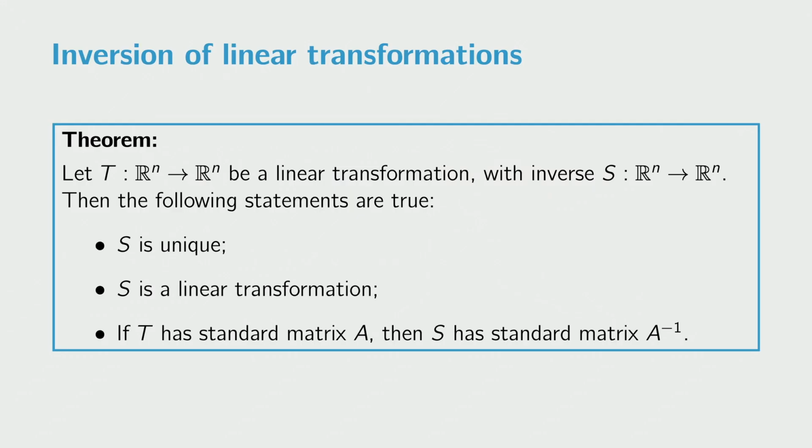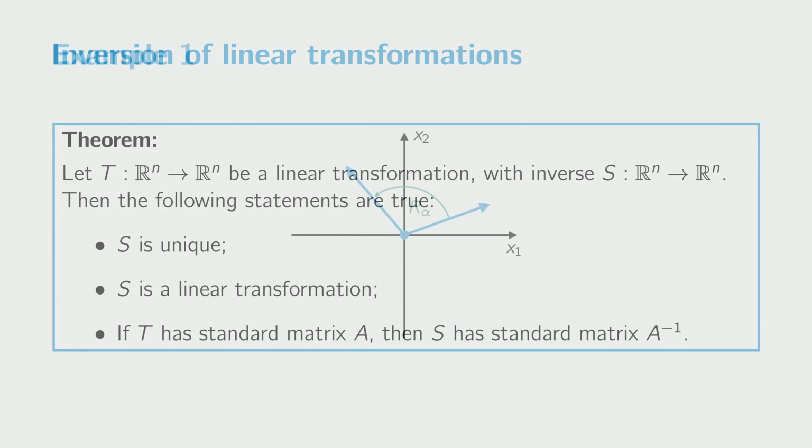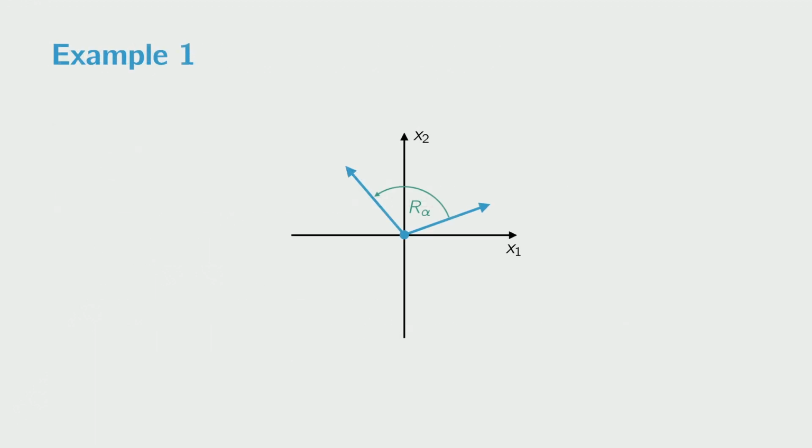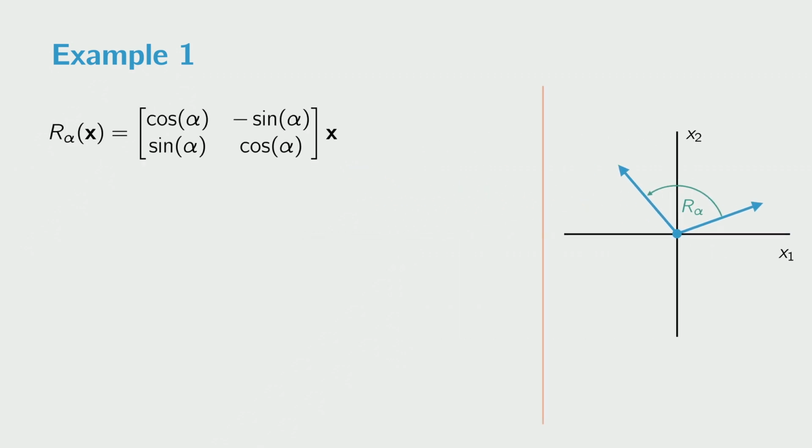Let's first look at a linear transformation that you encounter throughout the whole course, the rotation around the origin in the plane counterclockwise by an angle alpha. This is a linear transformation with standard matrix shown here. What can we say about the inverse?